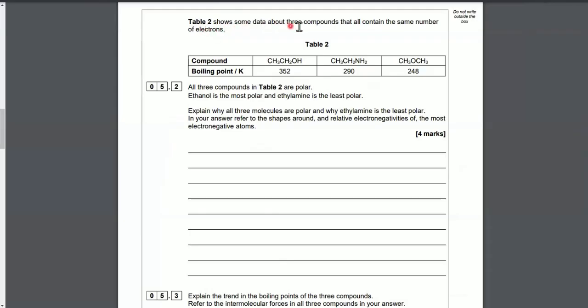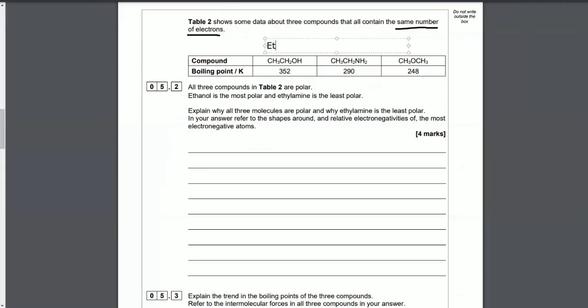Table 2 shows some data about three compounds that all contain the same number of electrons. So that is kind of key, and we'll look at that in a second. That's a clue for something later. We've got compounds here. If I type the names of these, hopefully you know the name CH3CH2OH.